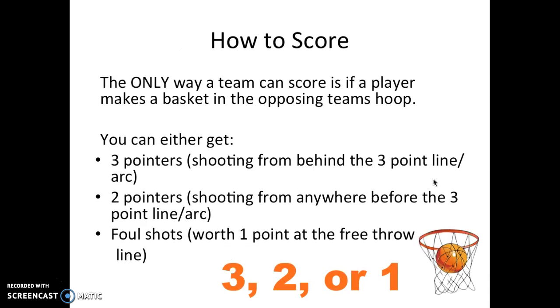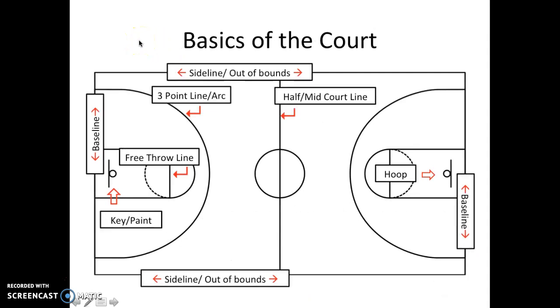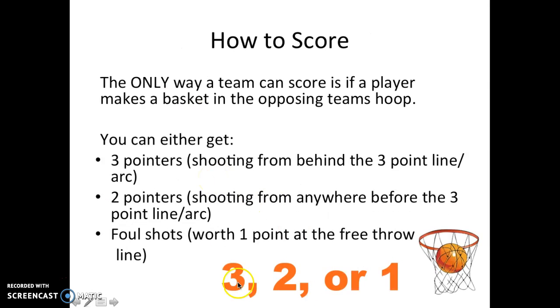So how to score in basketball. The only way you can score is if a player makes a basket in the opposing team's hoop. And there are 3 different ways you can get points. So you can do the three-pointer, which is that big arc that I showed you on this slide. If you shoot behind this line, then you get 3 points. A two-pointer is basically anywhere that's before the 3-point line. And then foul shots are worth 1 point, and I'll go into that later on how you would get a foul shot.